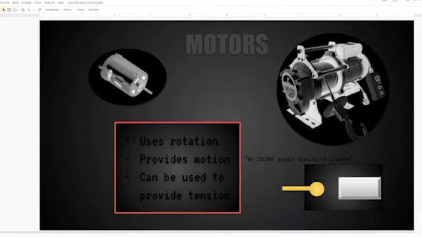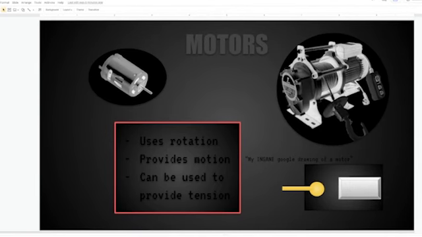My next point, motors. What do motors do? Electric motors work by converting electrical energy to mechanical energy in order to create motion. Force is generated within the motor through the interaction between a magnetic field and a winding alternating AC or DC current. Electric motors have an array of applications and can be used for many things. It uses rotation, it provides motion, and can be used to provide tension.